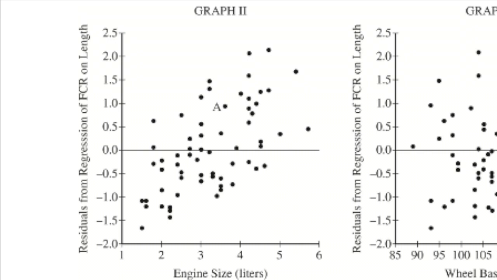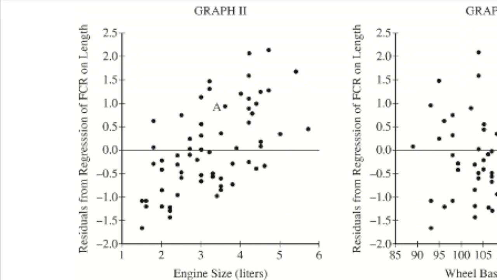Jamal knows that it is possible to predict a response variable using more than one explanatory variable. He wants to see if he can improve the original model of predicting FCR from length by including a second explanatory variable in addition to length. He is considering including engine size in liters or wheelbase, the length between axles, in inches. Graph 2 is a scatter plot showing the engine size of the 66 cars plotted with the corresponding residuals from the regression of FCR on length. Graph 3 is a scatter plot showing the wheelbase of the 66 cars plotted with the corresponding residuals from the regression of FCR on length.